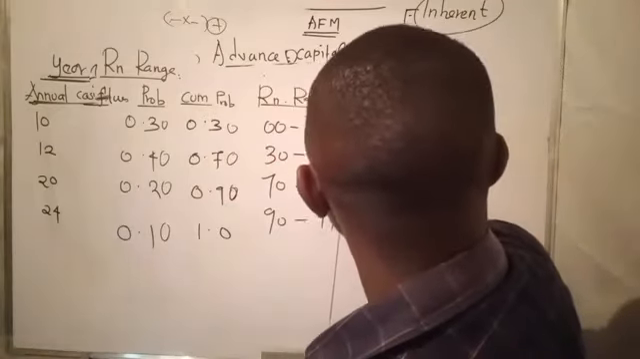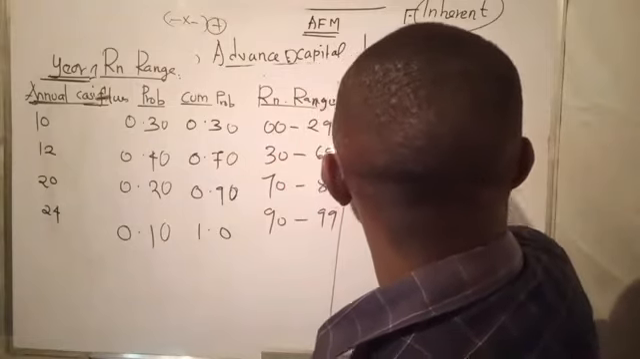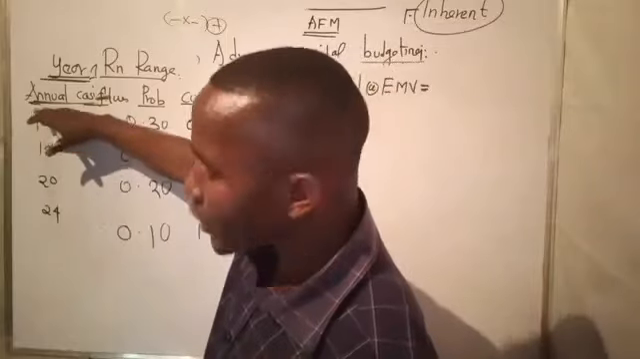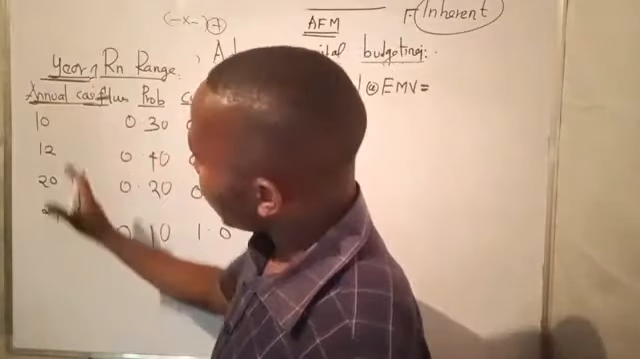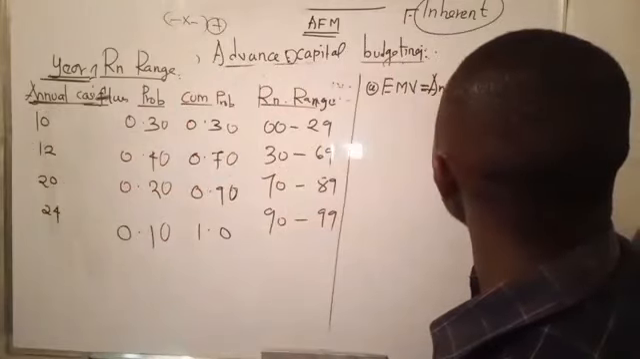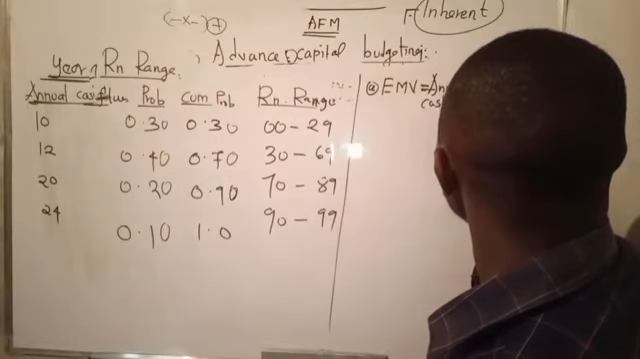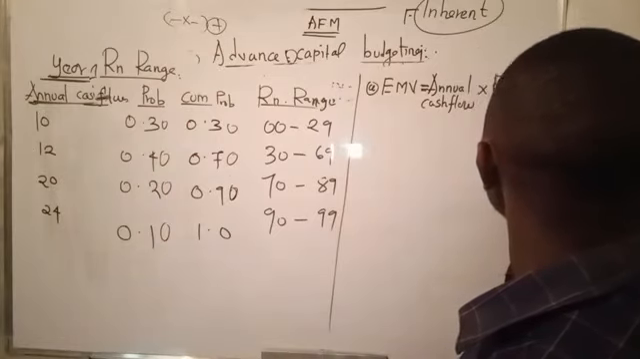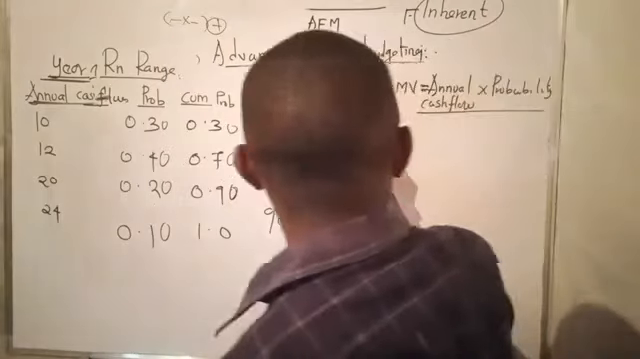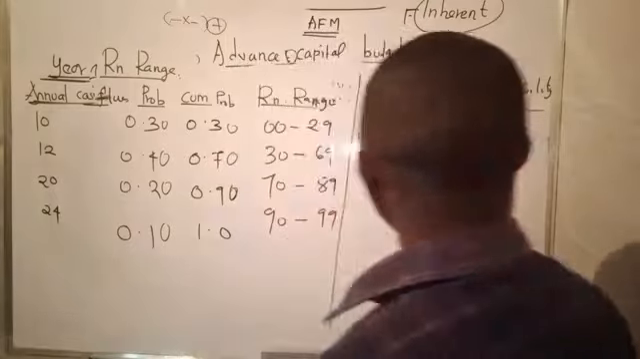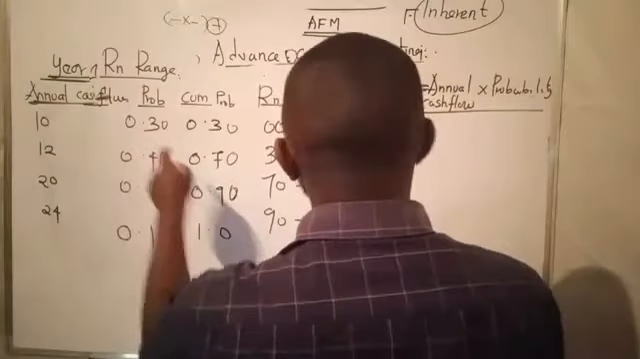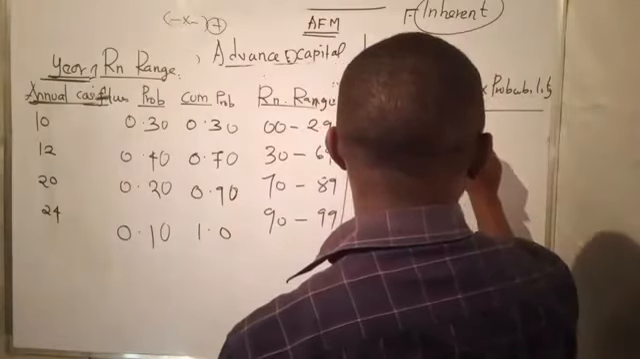You will do A. For A we said expected monetary value. You get the return. So here we do not use the return. We use annual cash flow. We are not using the return here, we are using the annual cash flows. So expected monetary value, I will take annual cash flow times probabilities. So for year one, I will take the annual cash flow, that is 10 times probability 0.3, plus 12.